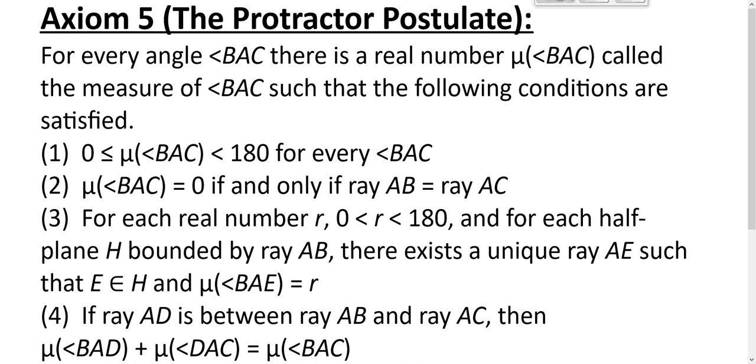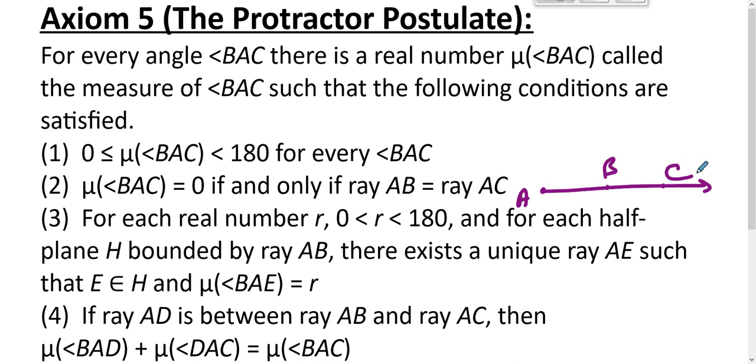First, the measure of angle BAC is between 0 and 180. 0 is a possible angle measure. 180 is not. Remember, we do not allow opposite rays to form an angle. No straight angles. Second, the measure of angle BAC is 0 if and only if ray AB is ray AC. The only way to get a 0-degree angle is if you have this scenario.